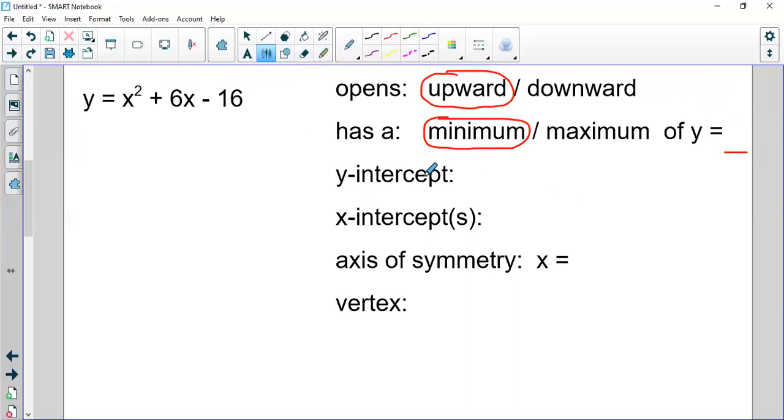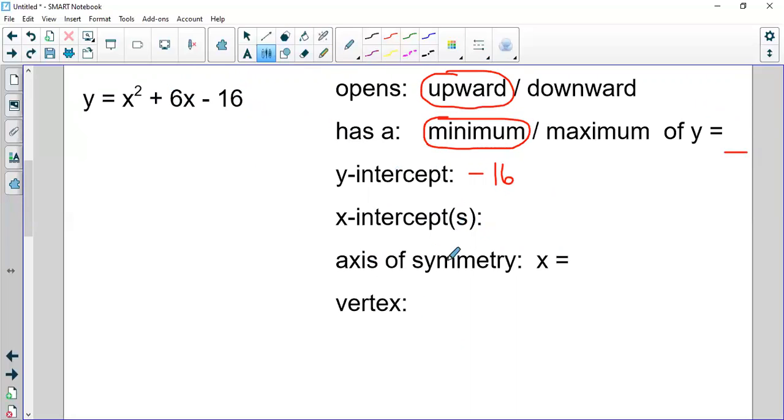The y-intercept is just the c value. The c value is negative 16. So the y-intercept is negative 16. The x-intercepts we won't know until we solve it. I'm going to do that last.